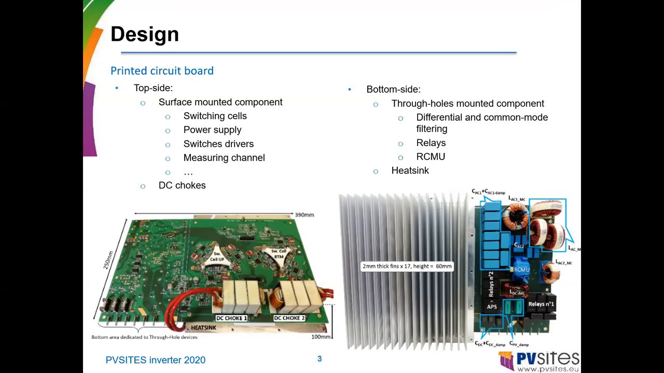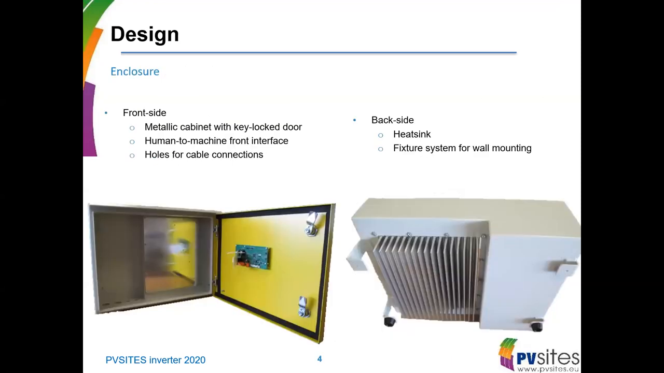On the right, this is the bottom side of the printed circuit board with the through-hole mounted components for differential and common mode filtering. We do this with inductor and capacitor. In fact, we have the relays, the residual current monitoring unit, and also we see the heatsink, which will be outside of the inverter. So here we have the enclosure.